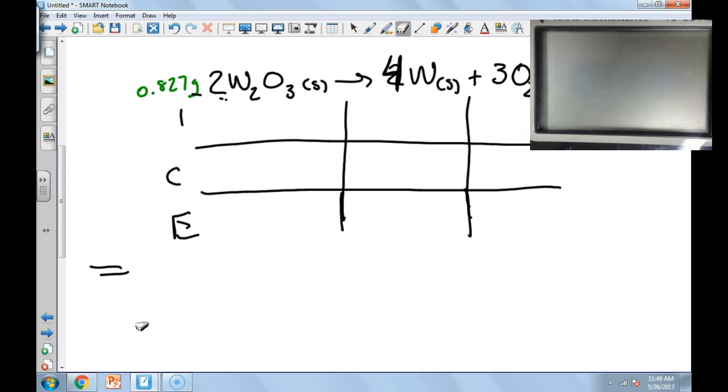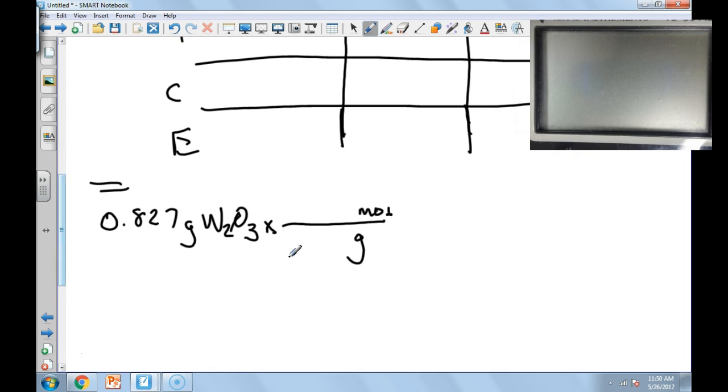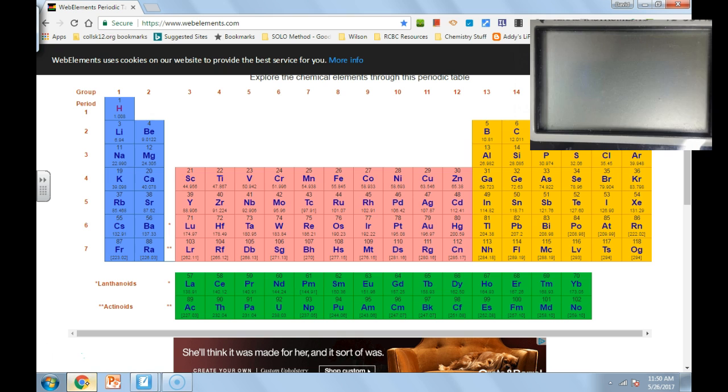In order to convert to moles, we need the molar mass. So grams of W2O3, we convert using the X line. We're going to put grams on the bottom, moles on the top, and now we need the molar mass, the value that goes in there. So tungsten is 2 times, and I have the periodic table here, the molar mass of tungsten is 183.84.